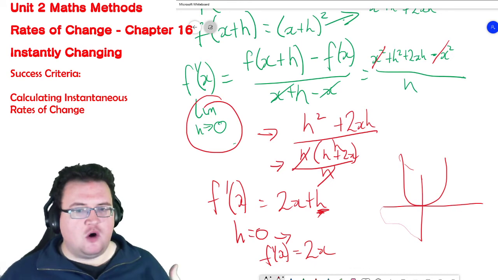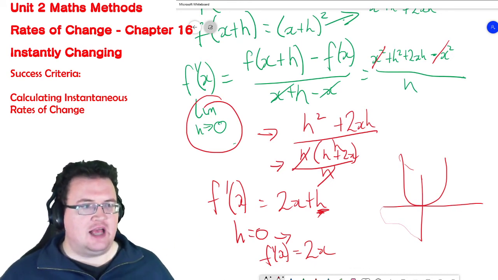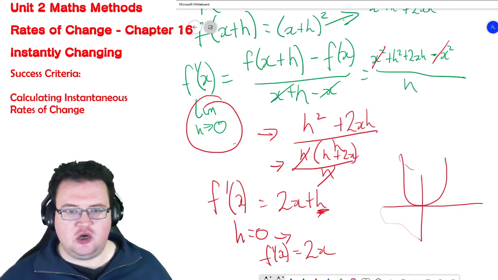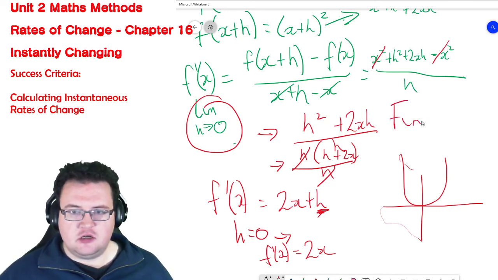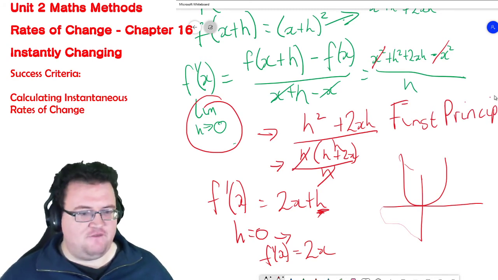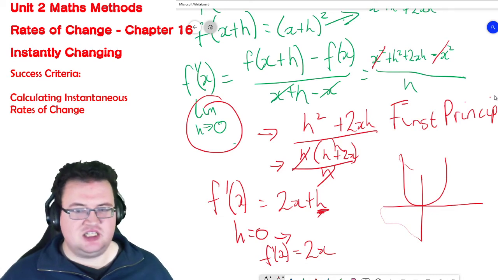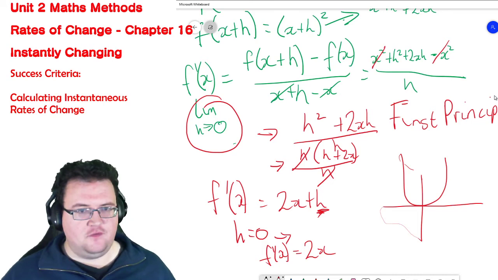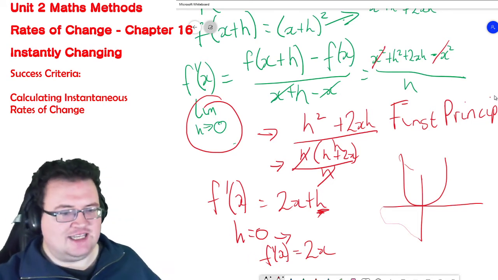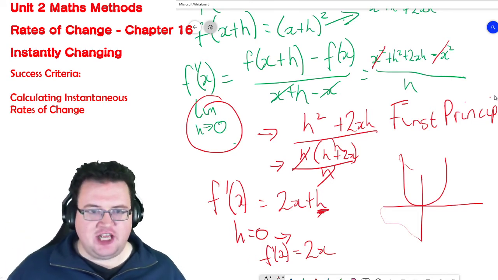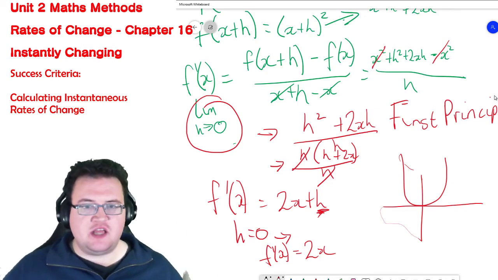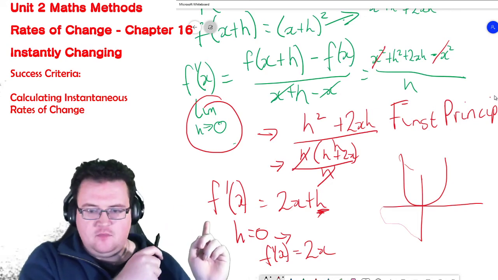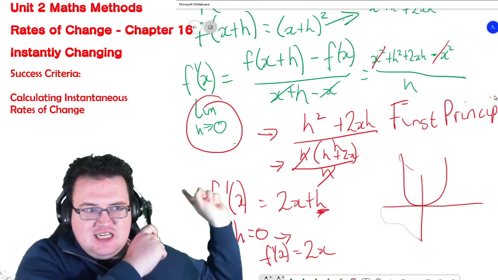This is part of what we are going to do as part of the calculus unit. This is actually called first principles, and we are going to go over this for a few lessons. This is a skill that you're going to need to demonstrate and show all the working out for. But the idea of doing instantaneous rate of change is building towards this exact concept.